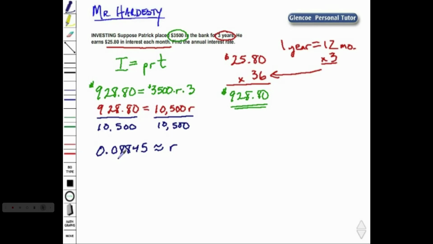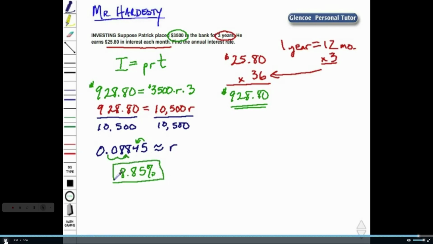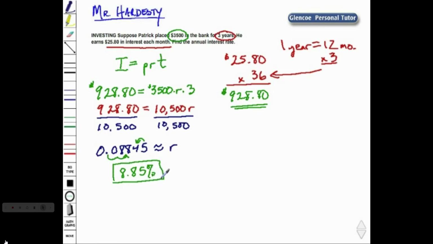We want to express our annual interest rate using a percentage, so we'll multiply by 100, which means we'll move that decimal point 2 places to the right, and we'll call that 8.85. This 5 will round that 4 up, and we'll make that a percentage. 8.85% represents our annual interest rate for this investment.